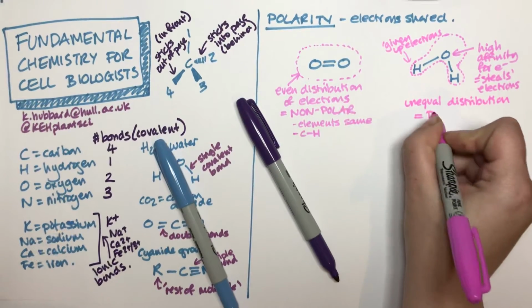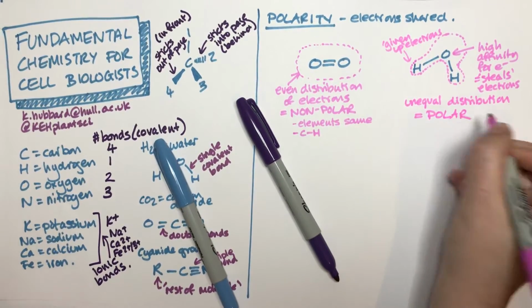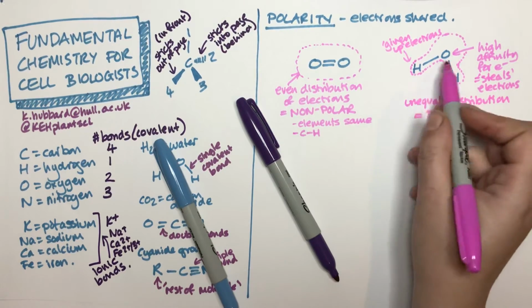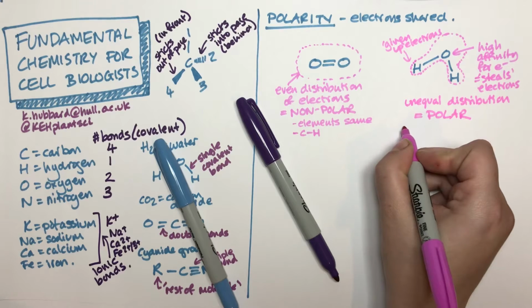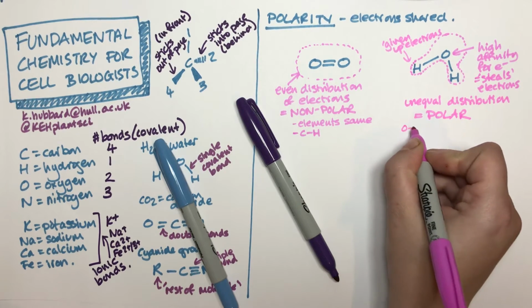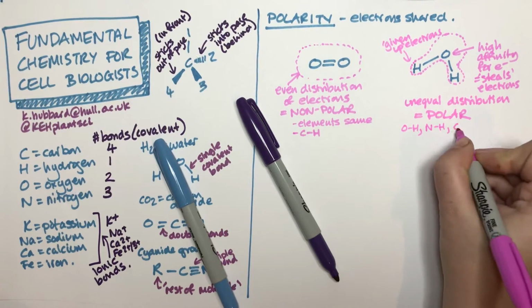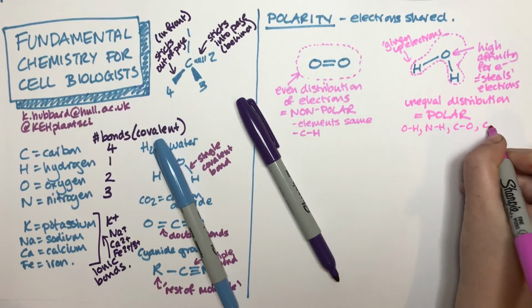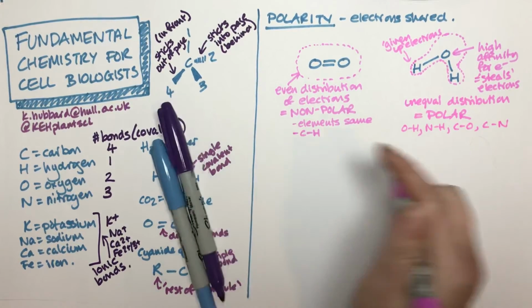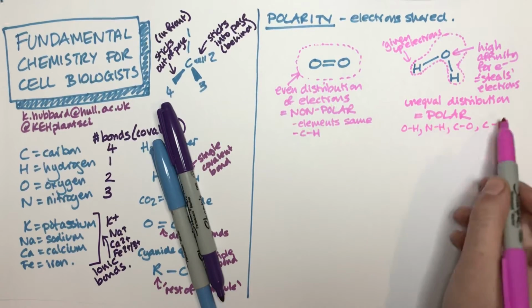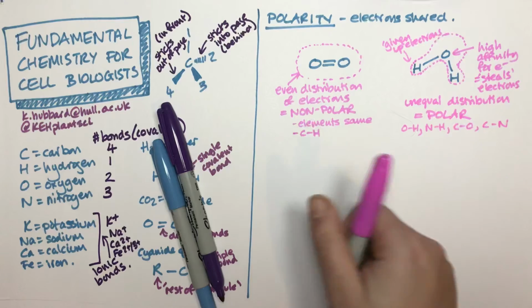So we've got an unequal distribution. That makes it a polar molecule. So that happens when we have two different elements. So in this case, we've got oxygen and hydrogen. It might be nitrogen and hydrogen. It might be carbon and oxygen. It might be carbon and nitrogen. So if the two atoms in the bond are different, then it's likely that they will have a polar and unequal distribution.